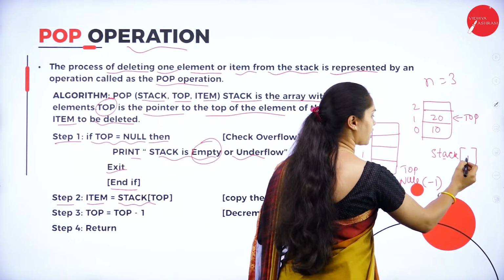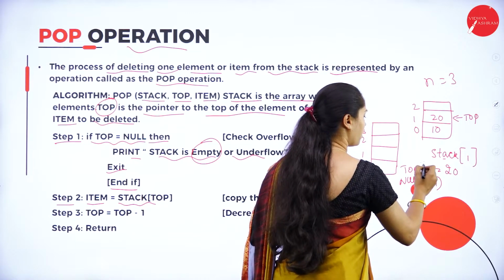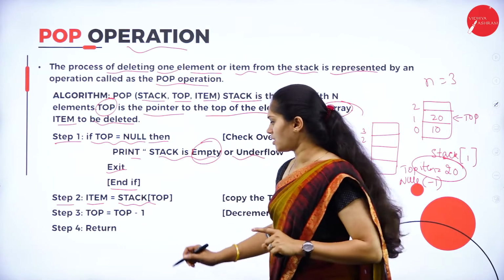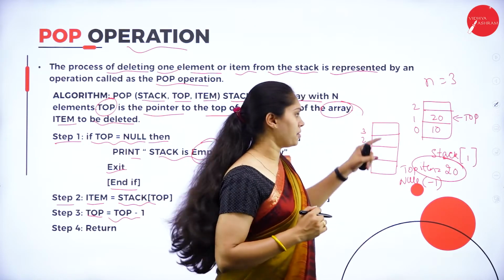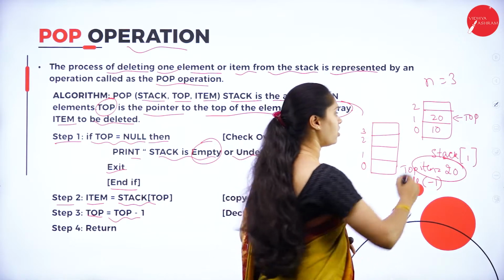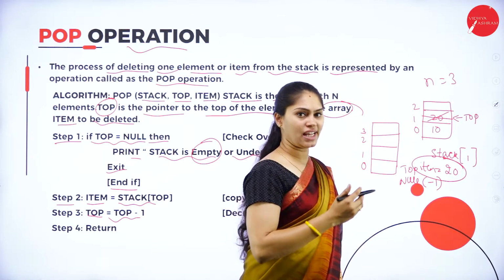What do I have in the stack of 1? That is 20. So now what is the value of item? That is 20. Fine. Then top is equal to top minus 1. What does it mean? We need to decrement the top pointer by 1. So indirectly, we are deleting an element called 20 from the stack.